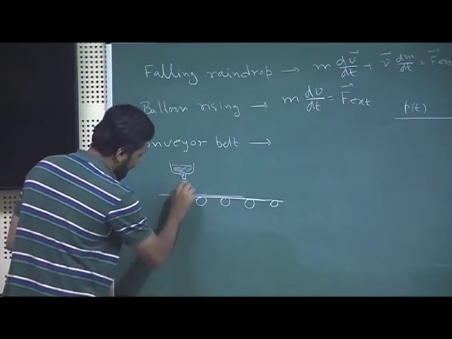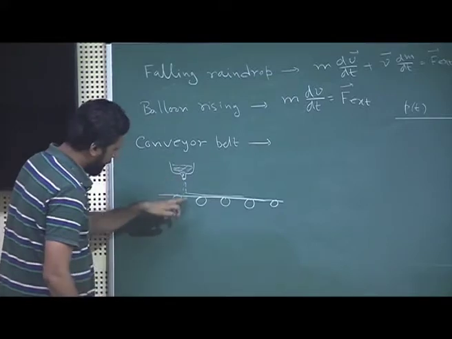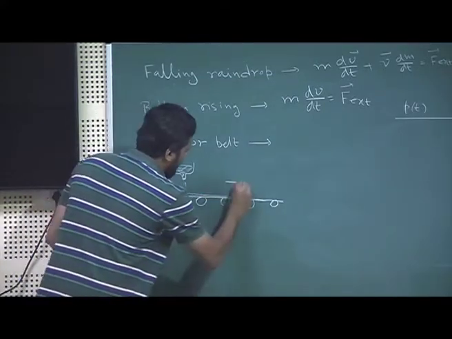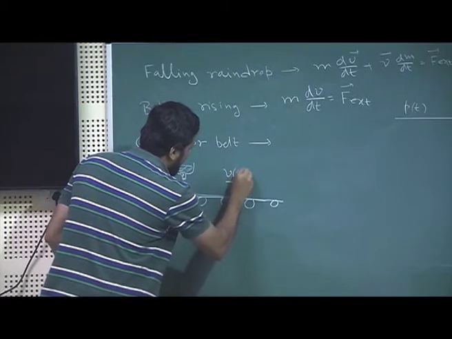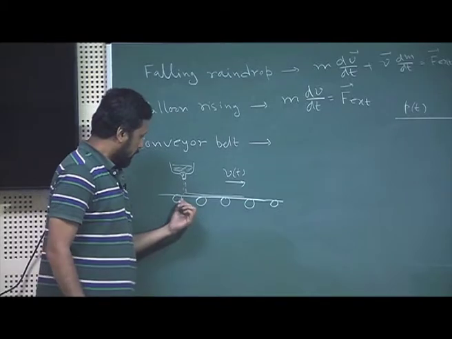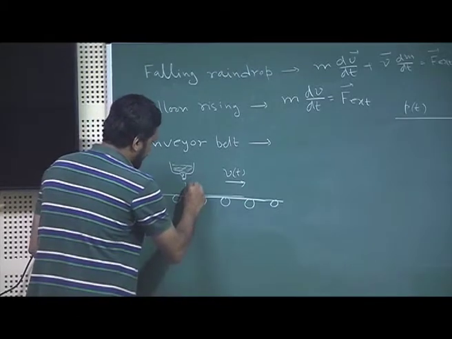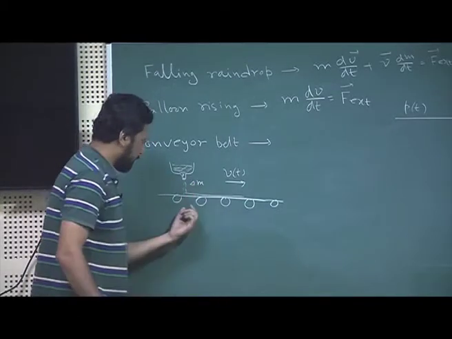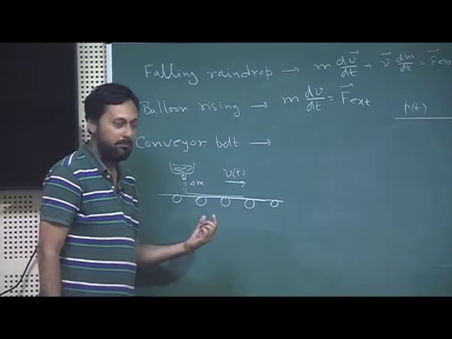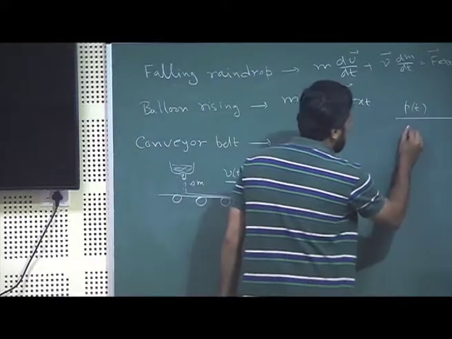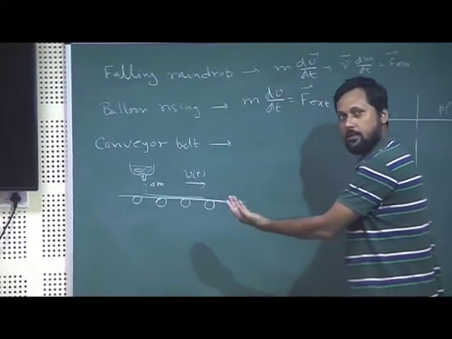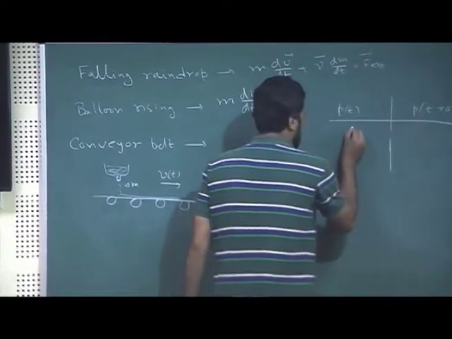The sand, once it gets dropped on the conveyor belt, moves along in this direction with a velocity v of t. So, now if an amount of sand delta m is dropped in the time interval of delta t, before the drop took place, the net momentum at time t is nothing but 0.